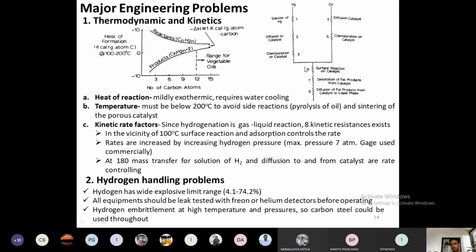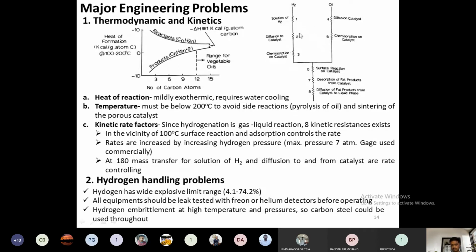Then this fat, in the form of a liquid, will come outside of the catalyst surface, and that is known as desorption. The opposite of adsorption is called desorption. So when chemisorption is taking place, the molecule will stick to the catalyst surface. When desorption is taking place, the product will release from the catalyst surface. Then whatever product is dissolved outside of the catalyst will come to the bulk phase of the product. So this is called diffusion. All these molecules of H2 and oil need to cross all these 8 barriers. So this is the overall kinetic rate control.